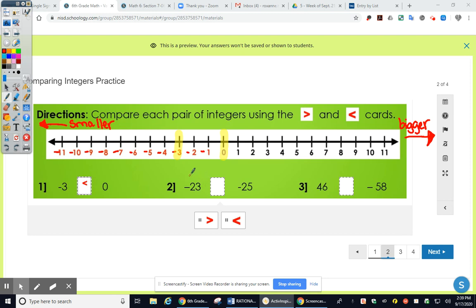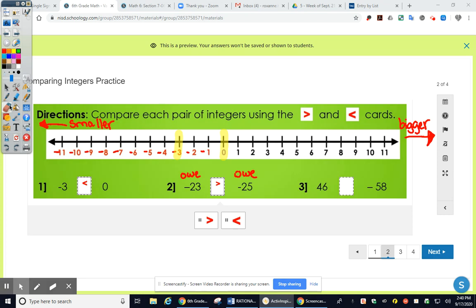It's like owing somebody $23. So if I owe $23 or if I owe $25, the more I owe, the less I have. So if I only owe $23, that means I have more than if I owe somebody $25. So here, negative 23 is greater than negative 25. So again, that alligator is going to be eating the bigger number, so we're going to drag and click over.